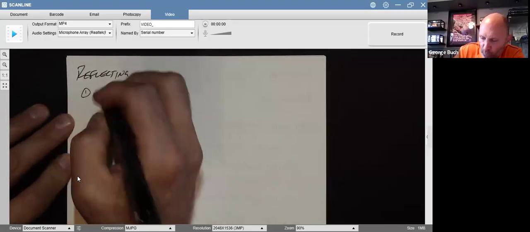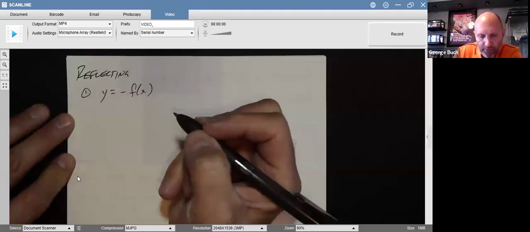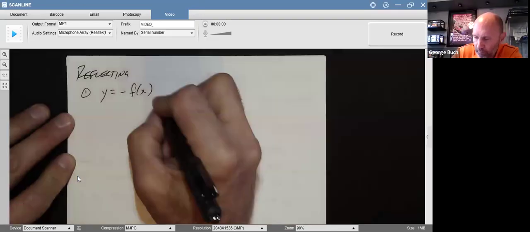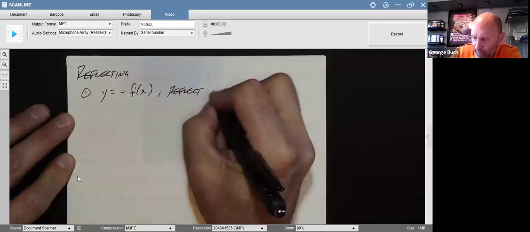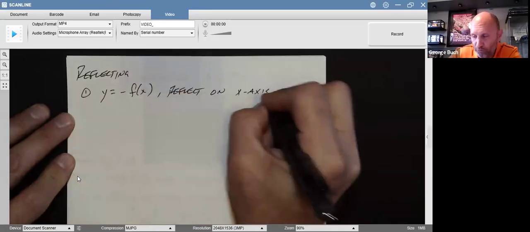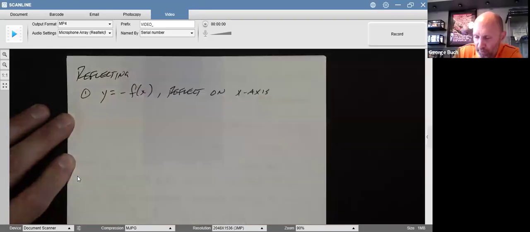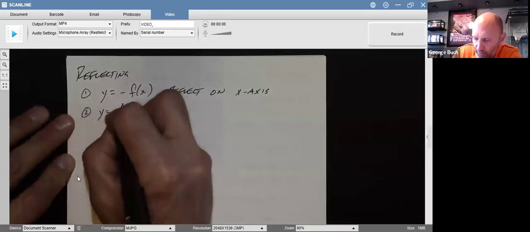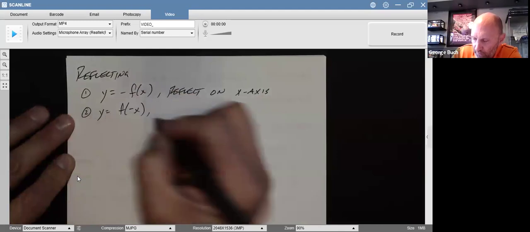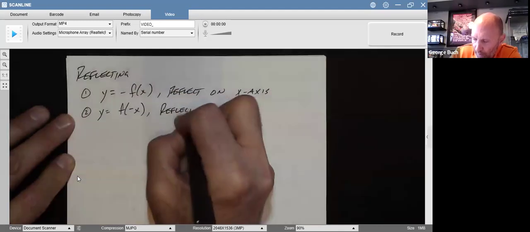So if I have y is equal to negative f of x, then I reflect on the x-axis. Think of it like there's a mirror there at the x-axis. It's going to flip or reflect everything down. Versus if I have f of minus x, then I reflect on the y-axis.